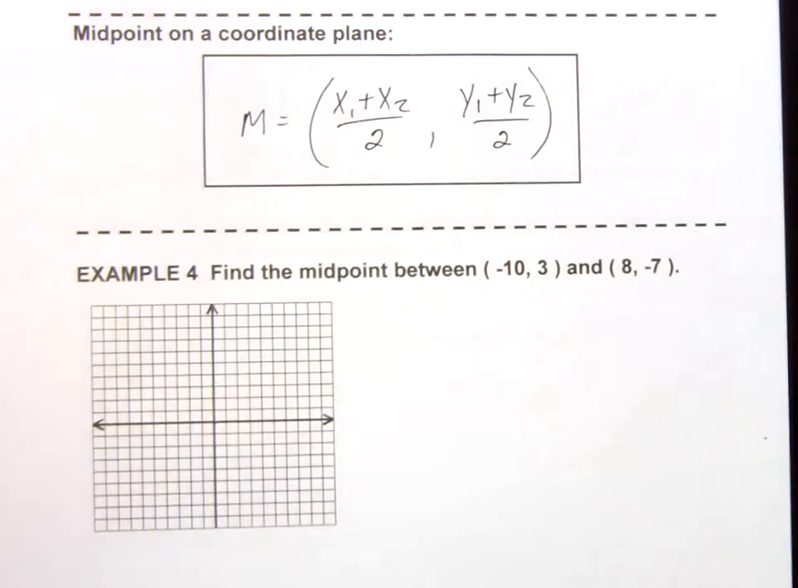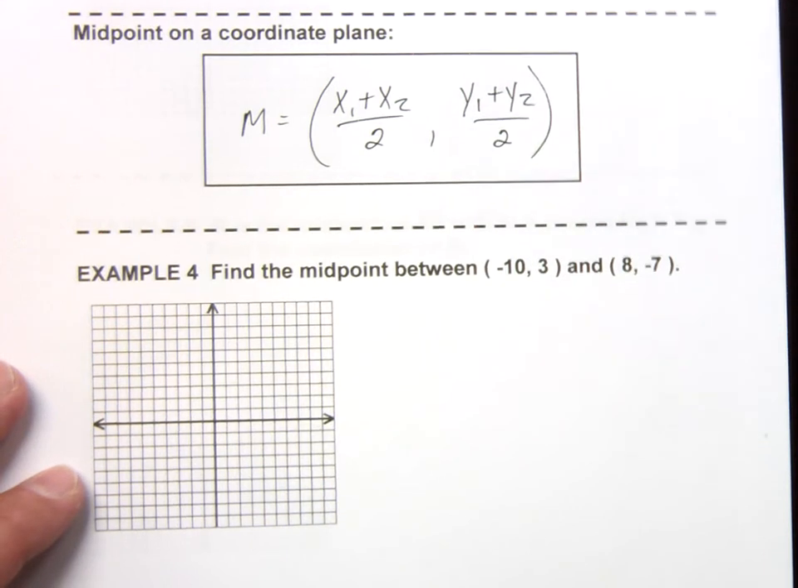The only change is, a minute ago we were on a number line, we were doing 1 dimension. Now we're on a coordinate plane, we're doing 2 dimensions. So basically we're doing the exact same thing, we're just repeating it. We're doing it once for the x coordinates and once for the y coordinates. You just have to do it twice because you have 2 dimensions. So it's really the same process, just doing it twice.